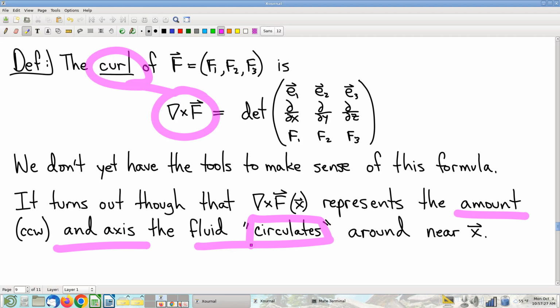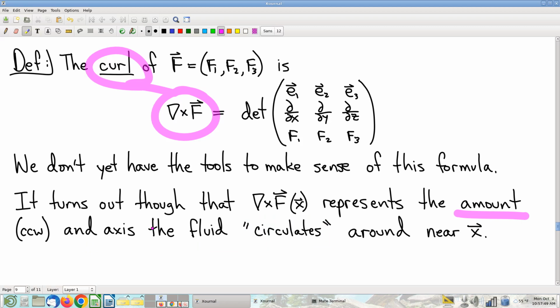But curl represents how much, roughly speaking, the fluid is kind of flowing around, kind of like a tornado or like a hurricane, to be timely, that sort of thing. Okay, does everybody see my baseless assertion? Yes. What is CCW? Oh, yeah, thank you.